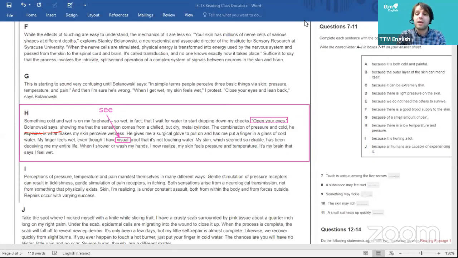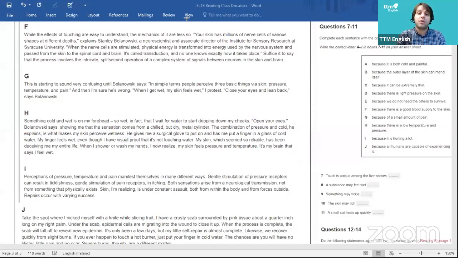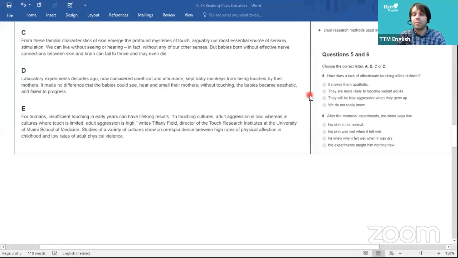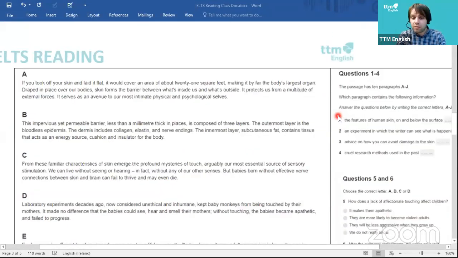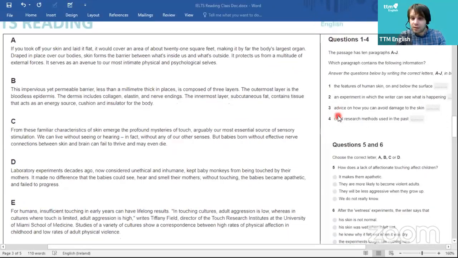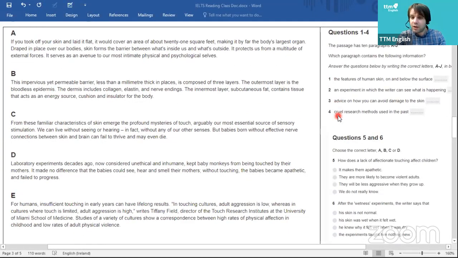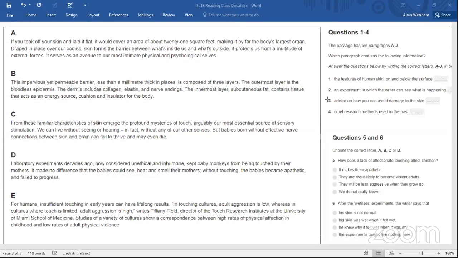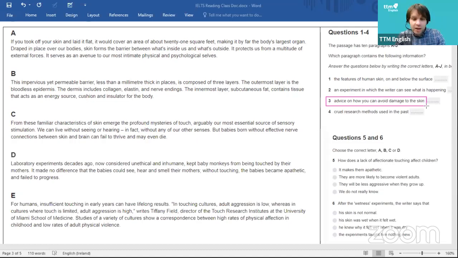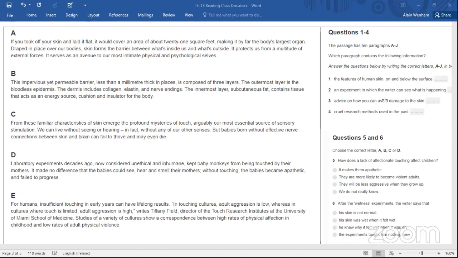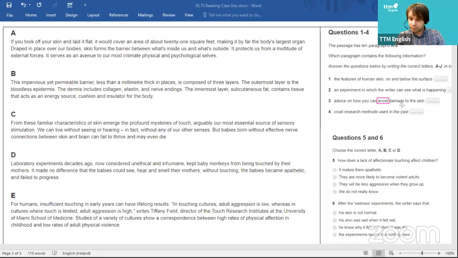Okay, let's try the next one. Here we go. Same process. I'm going to stop helping you so much though. So number 3, advice on how we can avoid damage to the skin. So Fitta, I need 2 keywords. Which one? Number 3. We're trying to do number 3. Advice on how you can avoid damage to the skin. Avoid. Avoid might be okay. Okay, anything else?